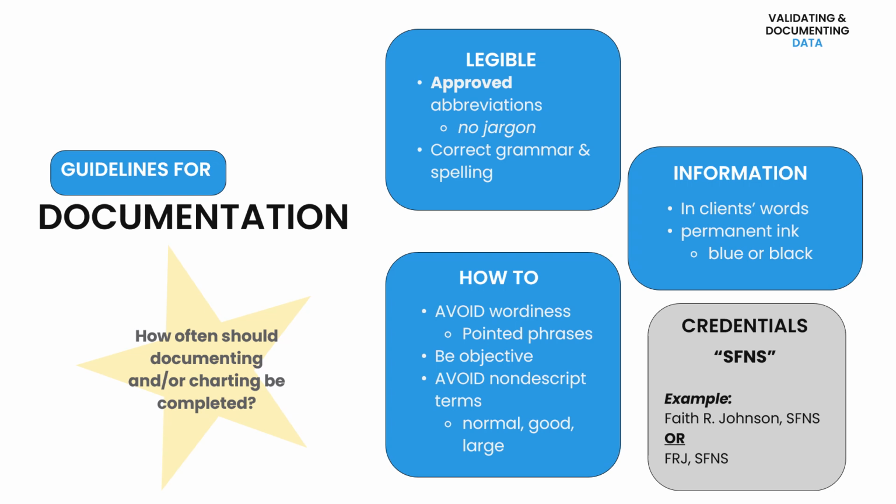And then how do we document? We want to avoid wordiness, so we utilize pointed phrases. We want to be objective. We want to avoid utilizing non-descriptive terms: normal, good, large, average, small. Well, what is normal? Everyone's perspective of normal is going to be different. And same with good or bad. That's going to look different for every individual. And then large or small. Instead of utilizing those non-descriptive terms, actually measure the wound or whatever you are utilizing that term for and provide the actual dimensions.